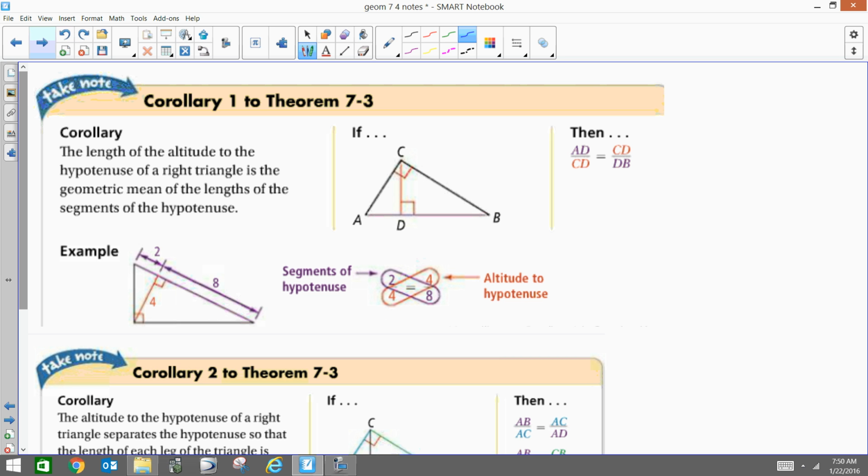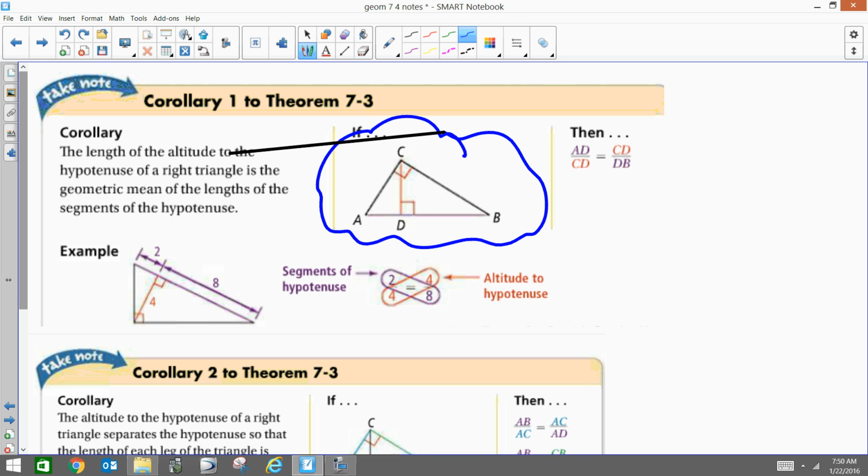So more than anything, we got to remember the words to the theorem. Okay, the length of the altitude to the hypotenuse of a right triangle, so the same look, is the geometric mean of the lengths of the segments of the hypotenuse. So here are the words. The altitude is the geometric mean of the lengths, of course it's a length, so we're just going to worry about segments of the hypotenuse. Okay, so that's the words of this theorem that you got to remember.